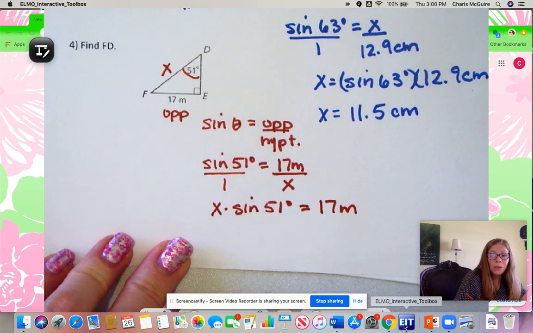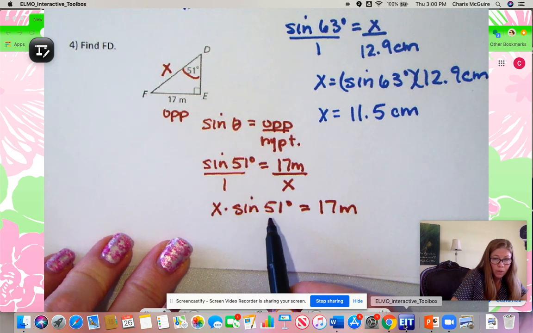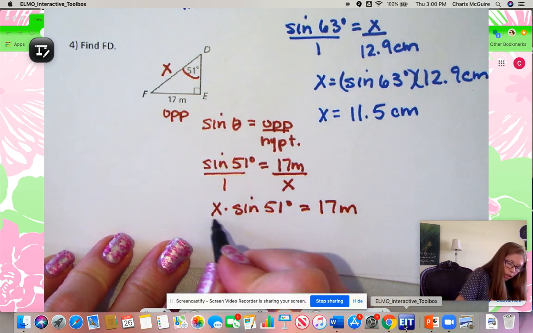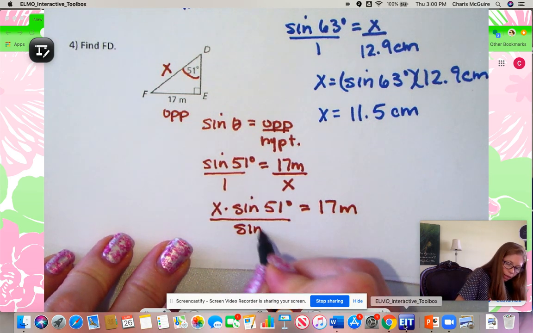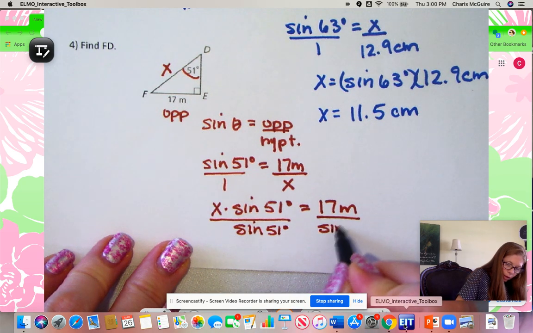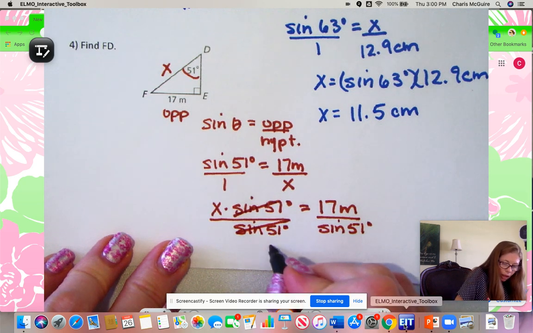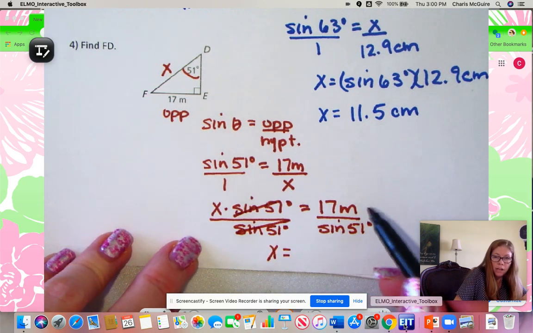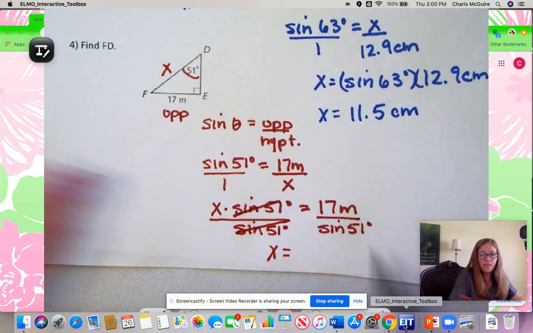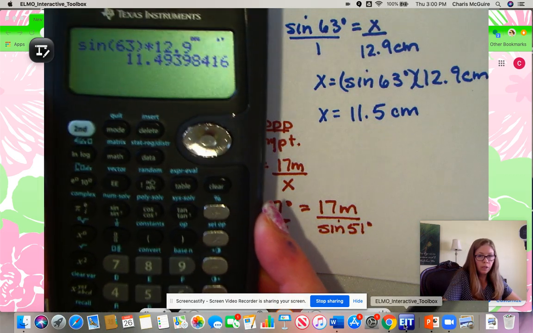All right, so here's the crazy thing. This is x times the sine of 51 degrees. We want to get x alone. We're going to divide by the sine of 51 degrees and do it on the other side as well. Okay, so these cancel out. Sine of 51 over sine of 51, that's a 1. And now it's calculator time. In your calculator, you're going to do the 17 meters divided by the sine of 51. And here's what it will look like.